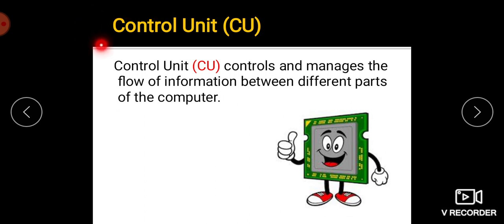Control unit, CU. CU tells the computer's memory or arithmetic and logical unit or input or output devices how to respond to the instructions that have been sent to the CPU. Control unit controls and manages the flow of information between different parts of the computer. So, CU controls all the parts of the computer. Okay, and it works like a boss.